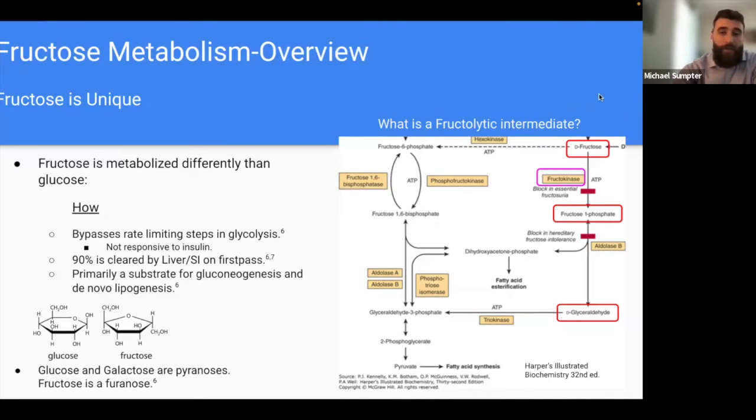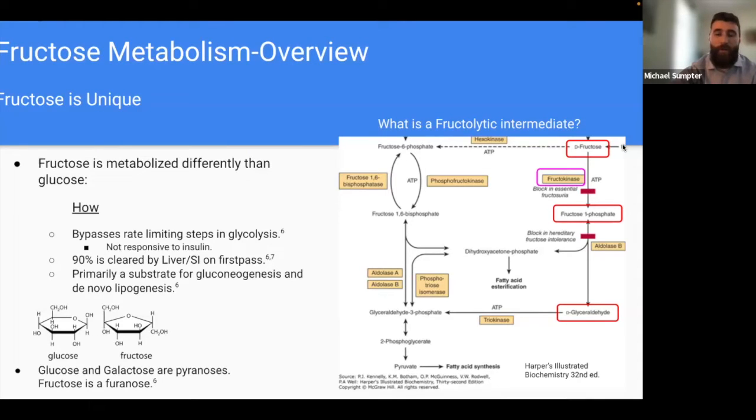So next up, if you'd like to direct your attention to the right side of the screen, I think it's important, at least for what we're going to talk about later, to discuss what is a fructolytic intermediate. So fructolysis is what this word is referring to. That's just going to be the breakdown of fructose. And a lot of fructose metabolism will be shared steps with glycolysis, but at least the beginning of it is unique to fructose, and this is where the metabolic differences become so important.